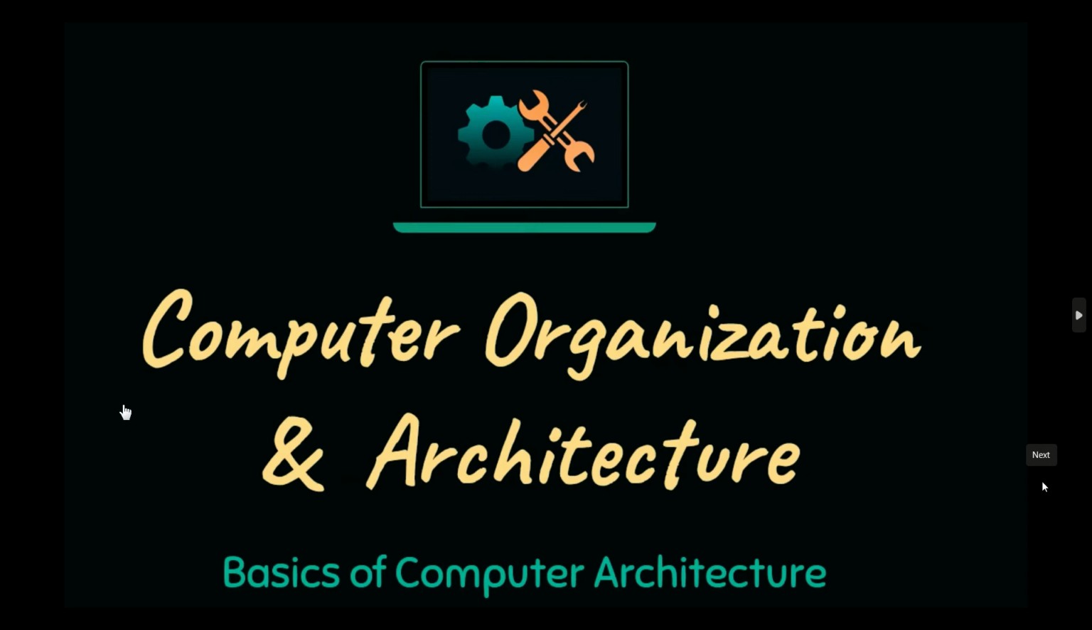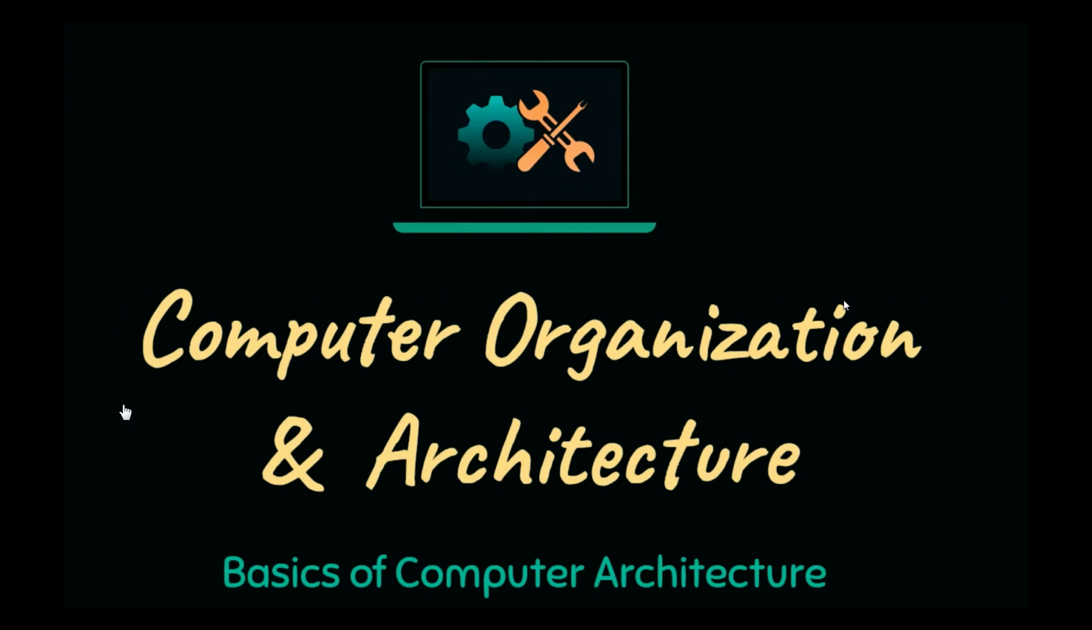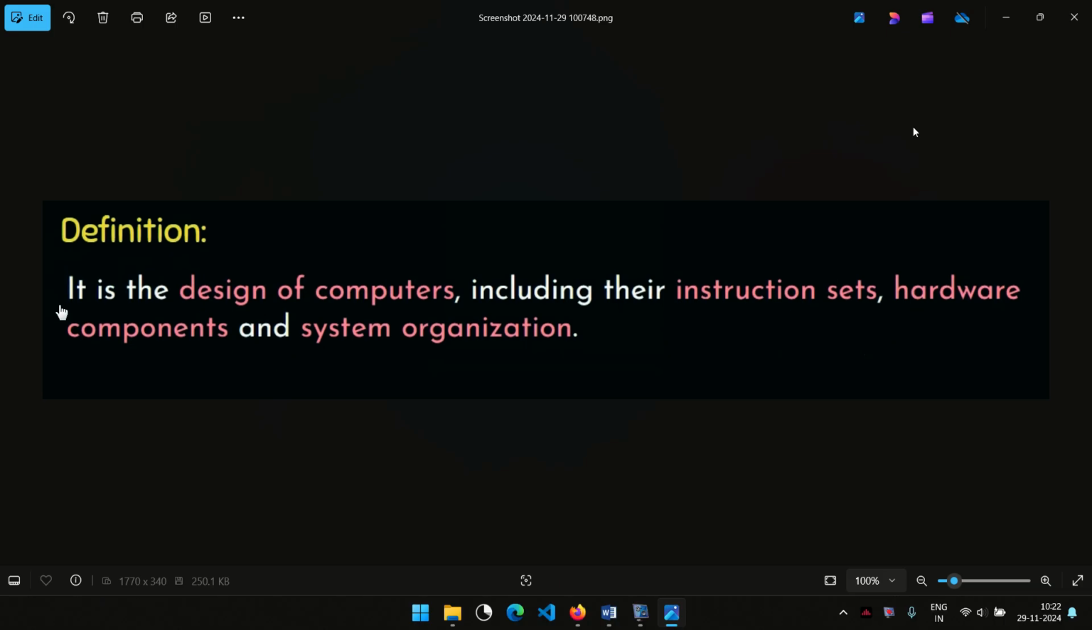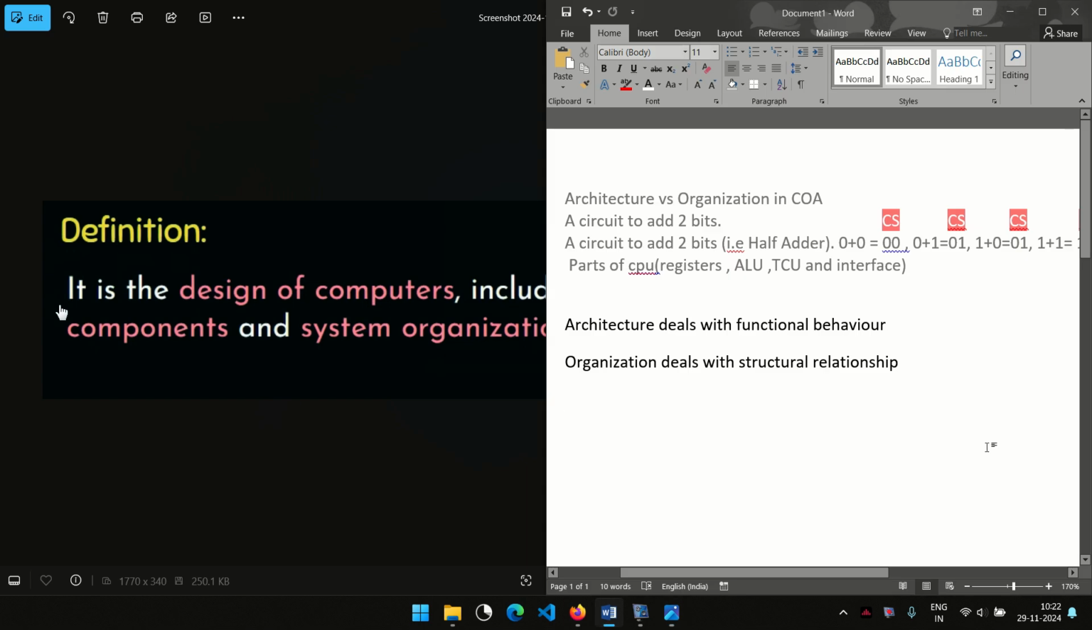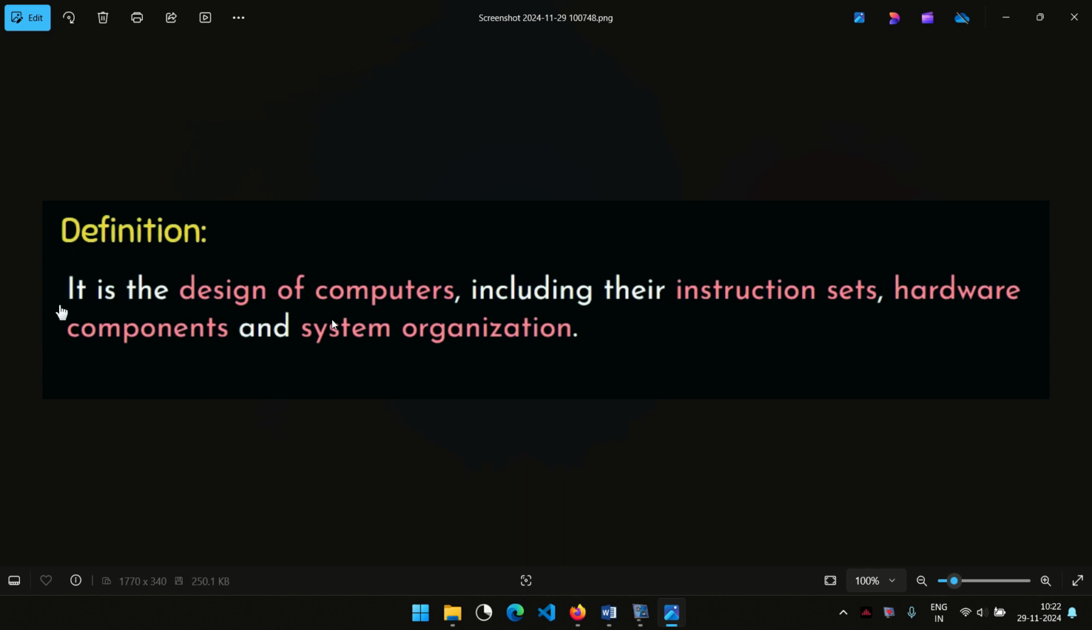Anyway, computer organization and architecture, basics of computer architecture. Definition: it is a design of computers including instruction sets. Definition of computer organization architecture. What is the definition of computer architecture? Before moving on with this, at the end I have prepared whatever I studied in the last lecture. As I promised, I'll revise it, so it is here. Everything we'll go through that, but right now let's focus on this. What is the definition of computer architecture?